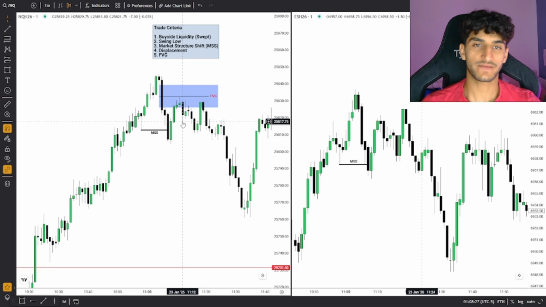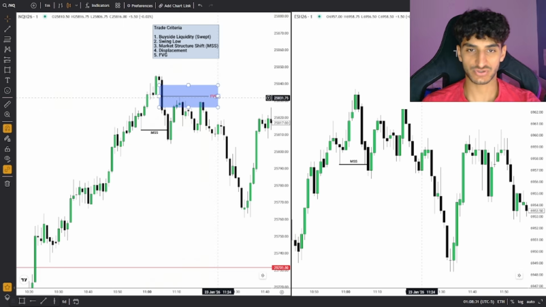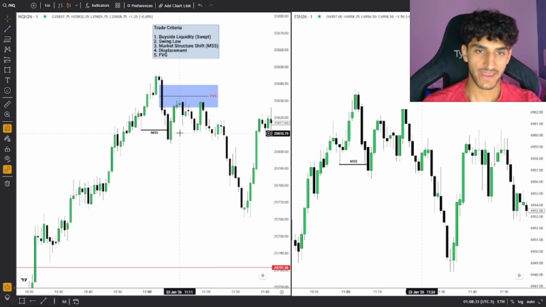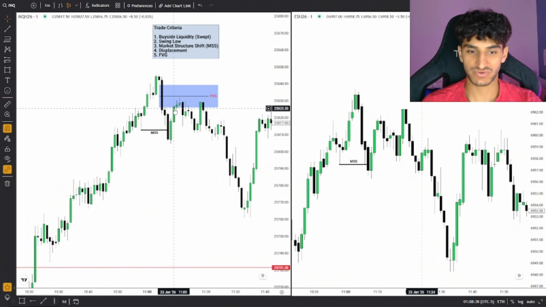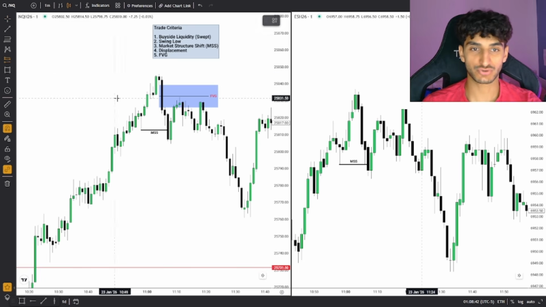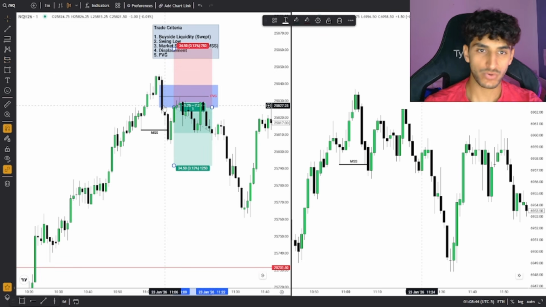Now, the reason why a fair value gap is extremely important is because a retracement into a fair value gap is going to be our execution to go short. And a retracement, in other words, is price coming back and visiting that area, which we could see right here, it visits back at 1109. So as soon as price retraces onto the edge of that fair value gap, we are going to go short.